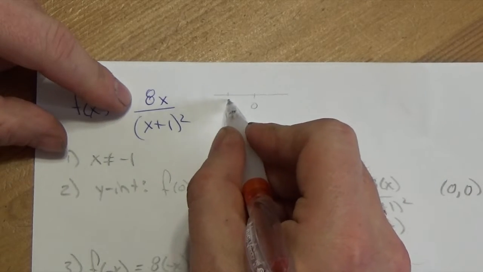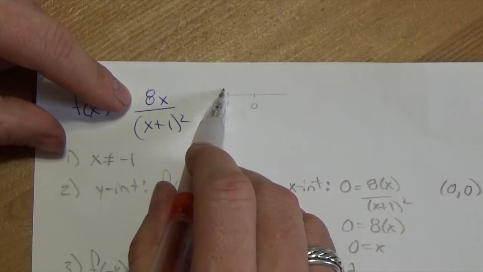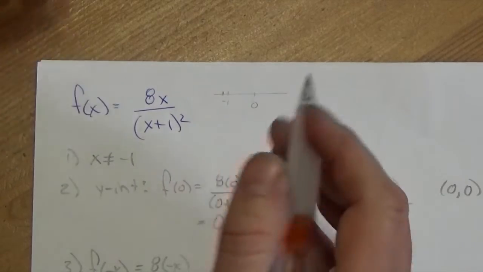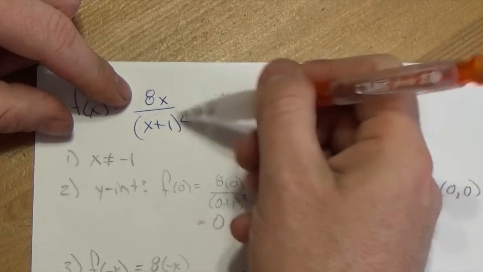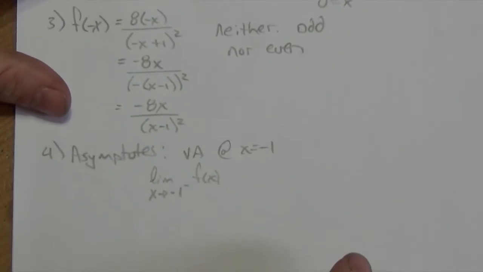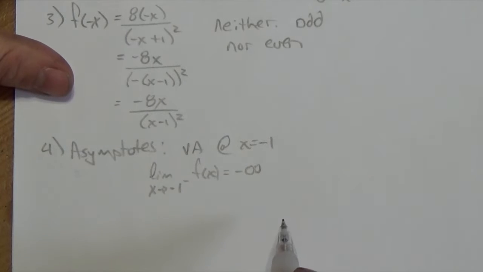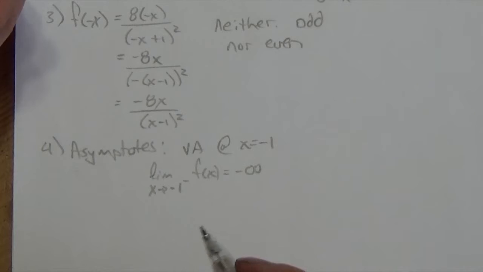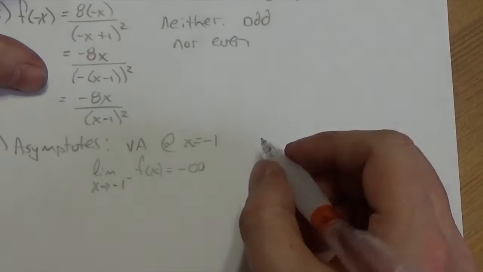Here's 0, here's negative 1. If I take a number just slightly to the left of negative 1 and add 1 to it, I'm going to get a number that's still slightly negative. But when you square it, it becomes positive. So the numerator is negative, the denominator will become positive, which means this is going to go to negative infinity. In fact, anytime that I'm investigating the behavior around a vertical asymptote, it's either going to go to positive or negative infinity.